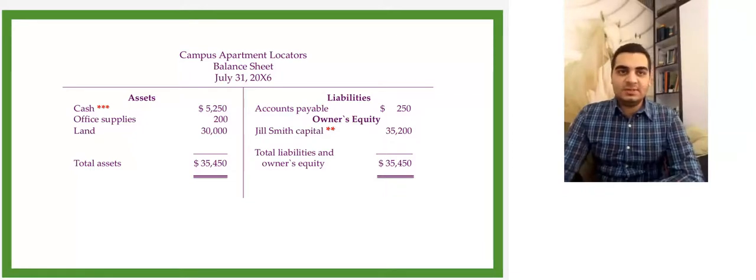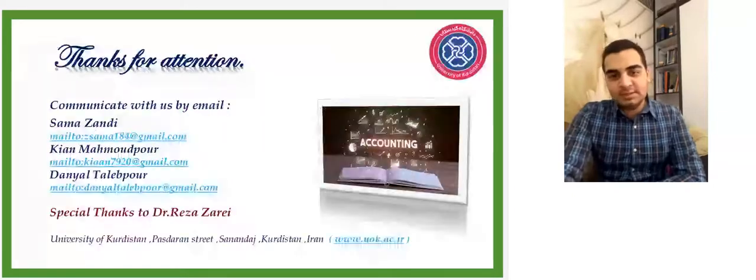For July 31, 20X6, a snapshot, a moment in time. On the left side, we have assets: cash, office supplies, and land. The total assets is $35,450. And for liabilities, we had accounts payable. At first, we have $350. Then $100 was subtracted from it. She paid off her debt. And then for our owner's equity, we had Jill Smith capital. We use this amount in here, $35,200. And then if we sum total liabilities and owner's equity, we have the same amount as the left side. In other words, no errors were made during this period.